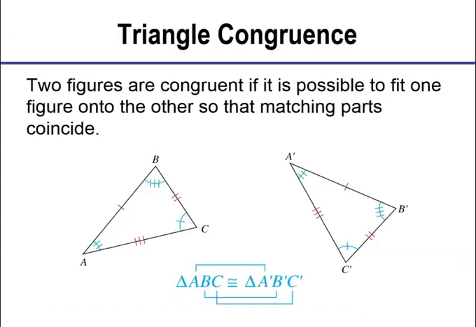Now let's talk about congruence of a triangle. Okay, two figures are congruent if it is possible to fit one figure on the other so that matching parts coincide.